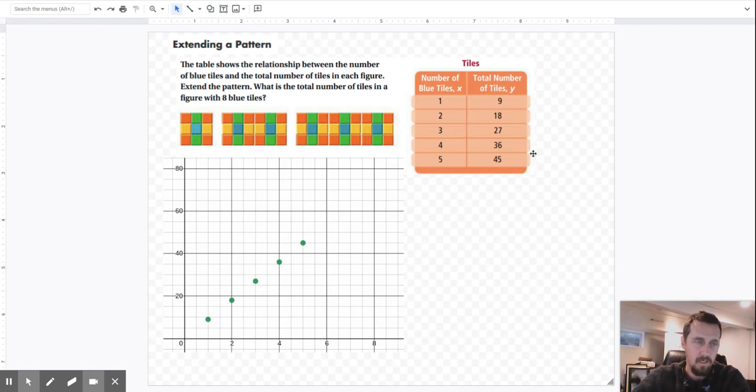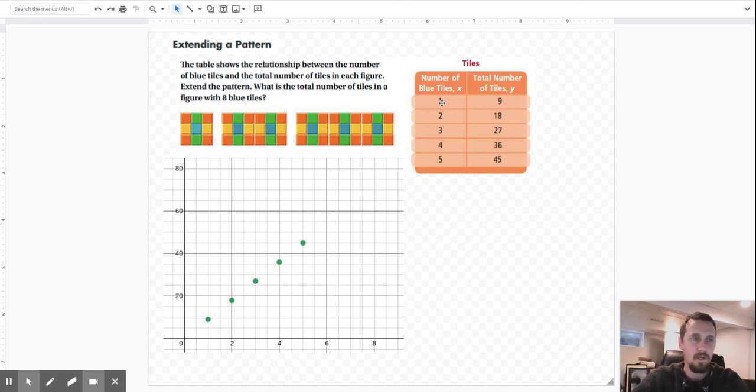So we're going to look for a pattern here, and we're going to use the graph to help us find that pattern. And then we are going to also use the graph to extend that pattern. When you find a pattern and you use that pattern to make a prediction, or to figure out, in this case, what would be the case if that pattern continued, that is called inductive reasoning. And that is one of our math vocabulary words for this lesson. So we're going to use some inductive reasoning to figure out what is the total number of tiles in a figure with 8 blue tiles.